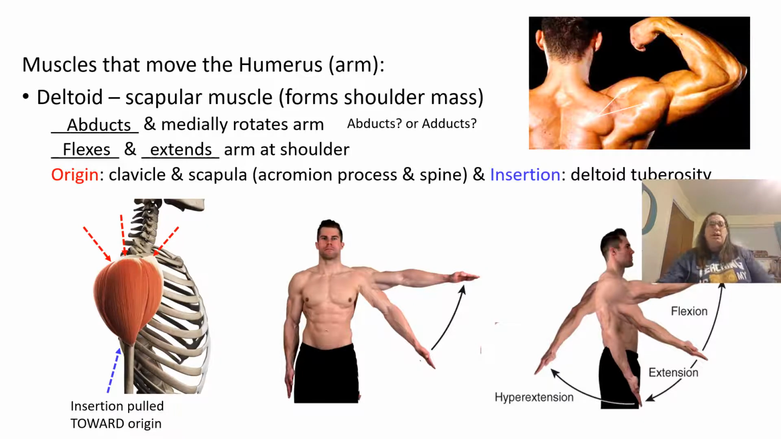Now, the origin of the deltoid is on the clavicle and scapula, specifically on the acromion process and spine of the scapula. We also see that it's going to have the insertion on the deltoid tuberosity that's found on the humerus. Now, guys, remember the deltoid looks like a triangle here. And guys, normally when we get shots in our arm, this is the muscle they put it in, is the deltoid.